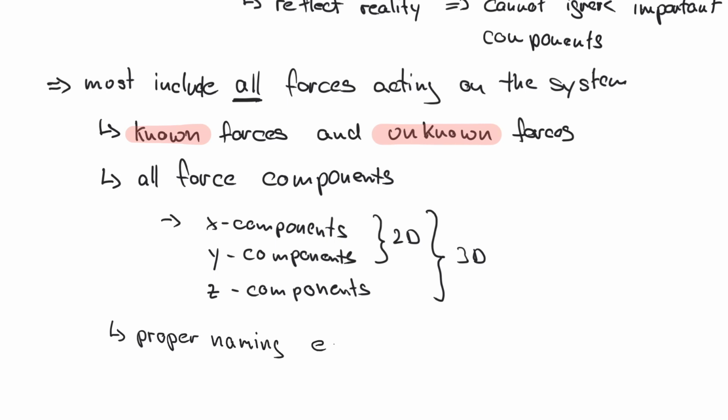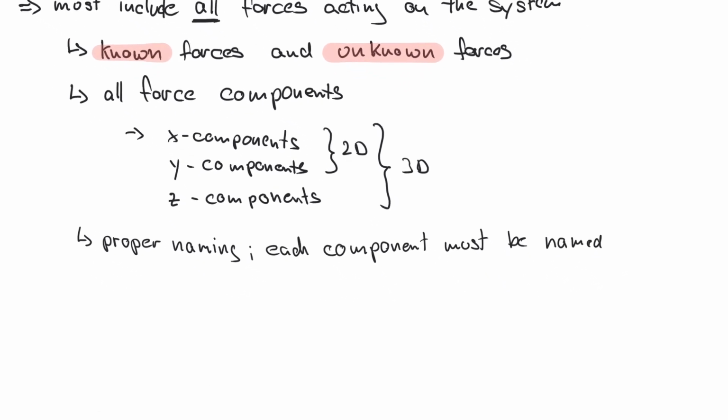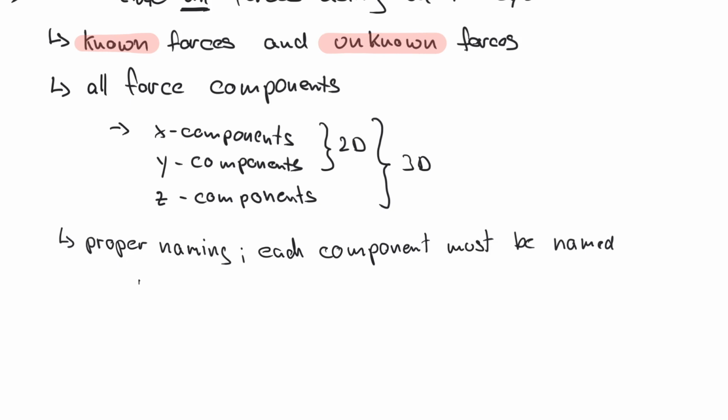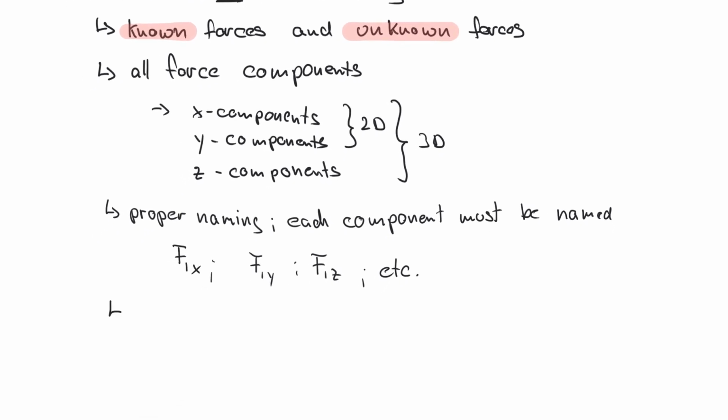So each component must be named. In other words, you talk about your x, y, z components. So let's say you have F1x, you have F1y, that needs to be clear where that is, and maybe even F1z, etc., etc. So that's the naming. Besides the name, you also need to include the direction. So clearly show direction.